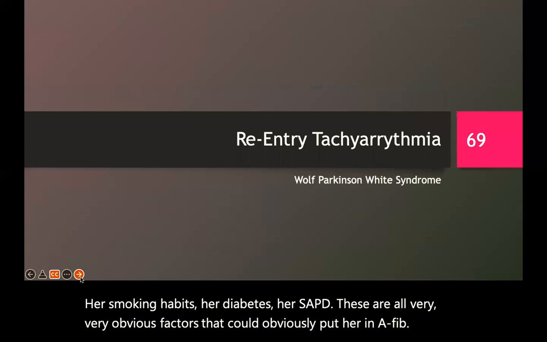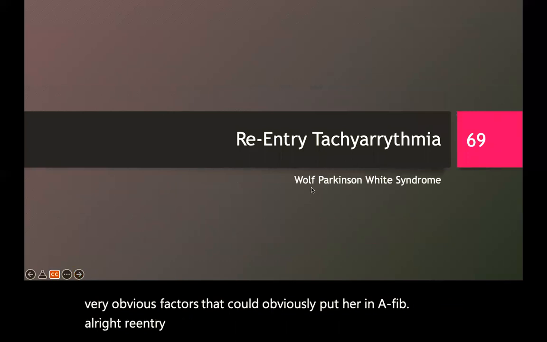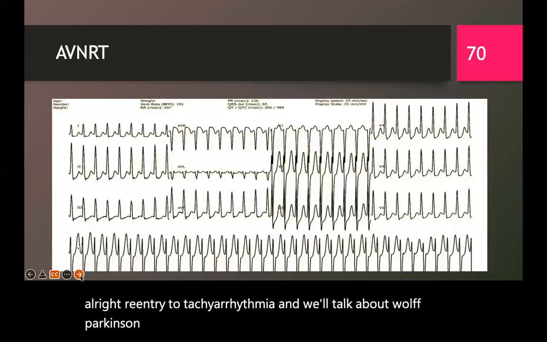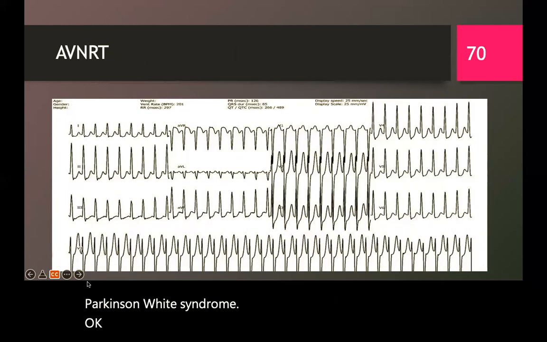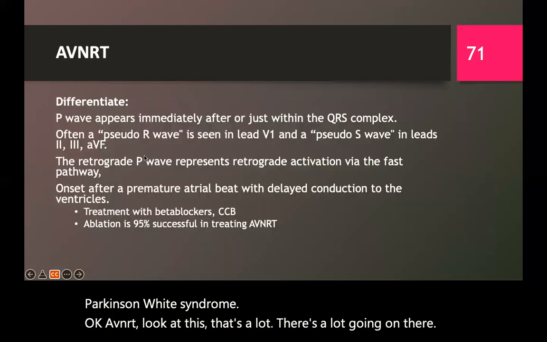All right, re-entry tachyarrhythmia, and we'll talk about Wolff-Parkinson-White syndrome. Okay, AVNRT. Look at this. Oof, that's a lot. There's a lot going on there. Okay, so how do we differentiate it?